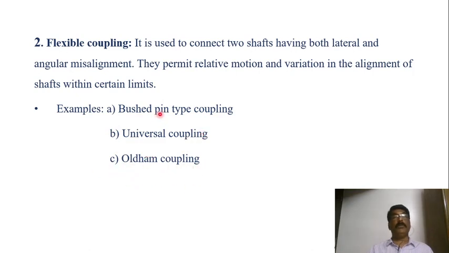So in case of a bushed pin type coupling, it is a modification of the flange coupling, and bushed pins are used to connect two parts of the coupling. The main advantage of this coupling is it can be used for slightly misaligned shafts. Also, it absorbs shocks and vibration. Universal coupling is used to connect two shafts inclined to each other. And Oldham's coupling is used for parallel shafts offset by a small distance.